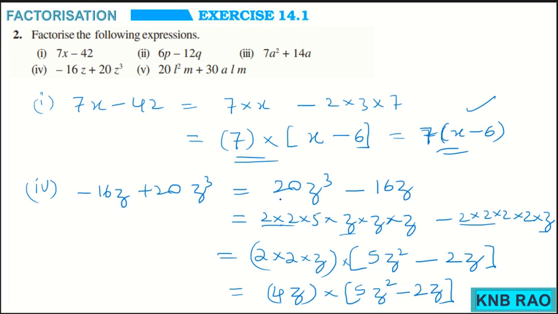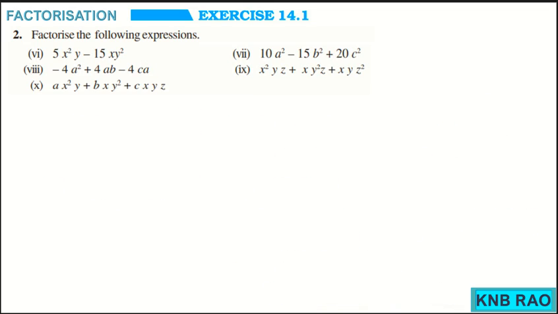So the second, third and fifth you do on your own. Coming to question number 2, sub questions 6 to 10, here I will solve the 8th one and the 9th one.